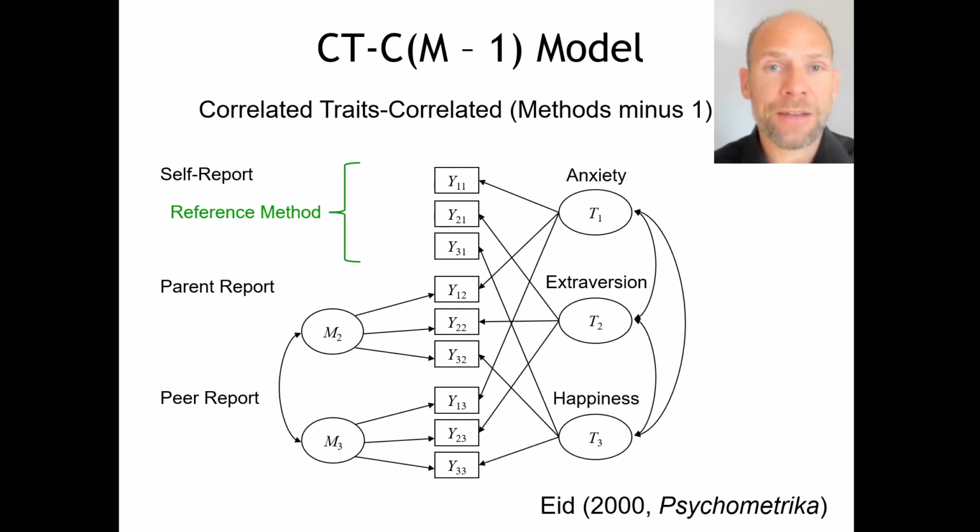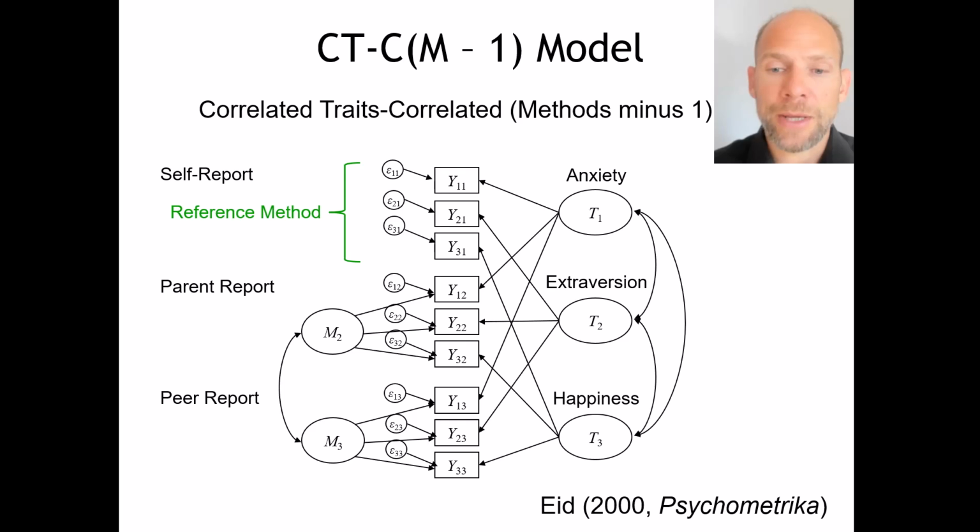There's one thing that I forgot to mention, and that is that there are also measurement error variables, as is common in factor analysis models, that we also account for random measurement error, and that's reflected in the epsilon variables here that are accounting for measurement error.